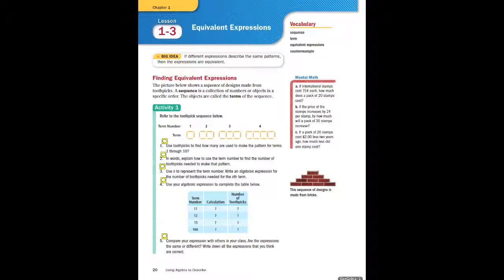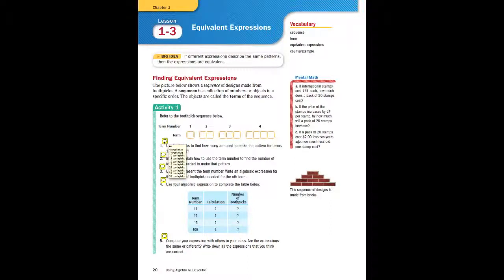So here's activity 1. Welcome back. For activity 1, it's saying use the toothpicks to find out how many are used to make the patterns for terms 1 through 10. Well, we're given the first 4 terms. Term number 1 had 4, term number 2 had, let's see, the original 4 plus 3 more, so 4 plus 3 is 7. Then we took that one and we added another 3 to it, and then this one and we added another 3.